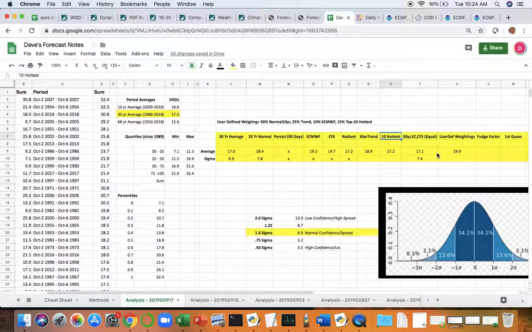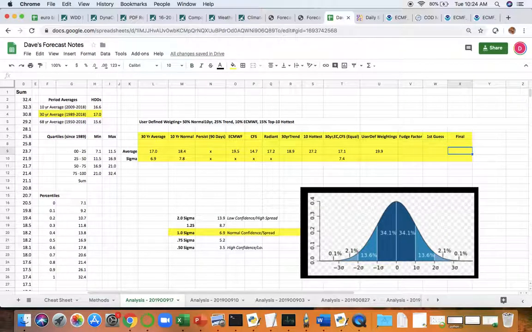All right, so I'm going to bring this to a close here. The bottom line is I'm going to go with my user-defined weightings, which gets me to about a 19.9. That's here. That's for my forecast average, forecast mean. For my sigma value, I usually put a lot of weight on the 30-year, because I think the 10 years is too short. But usually I do a little bit of a subjective blend there, so maybe I'll go with something like a 7.2.